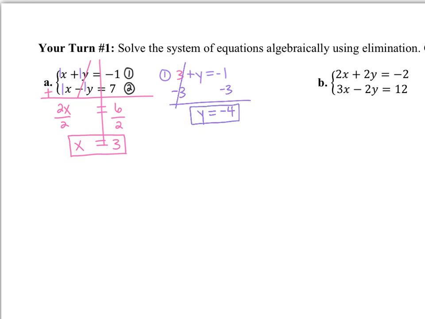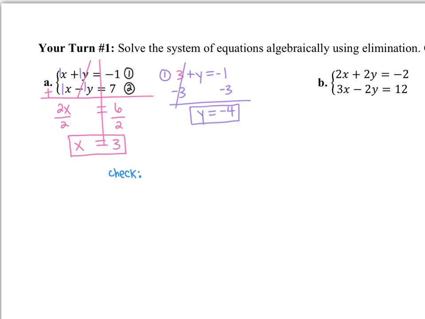Now that we've solved for both of the variables, our final step is to check our answer. We have to make sure we check into the correct equation. Since we used equation 1 to solve for the second variable, I already know that when x is 3, y is negative 4 for equation number 1. So I need to check to make sure that it works in equation 2 as well, when x is 3 and y is negative 4.